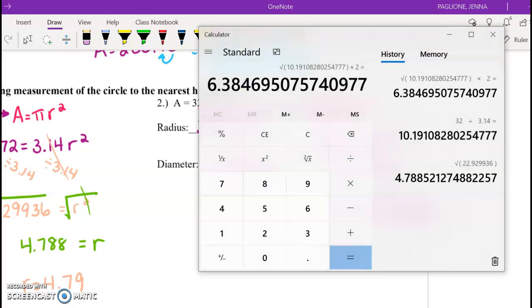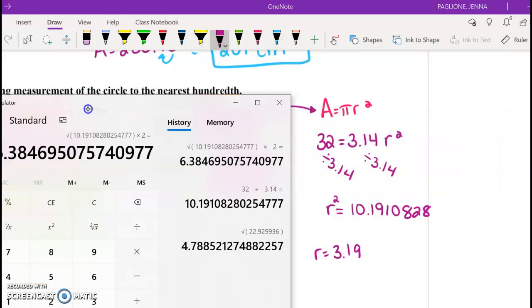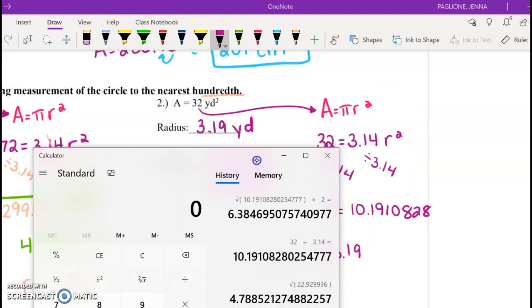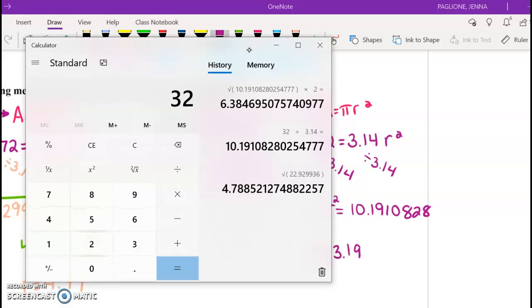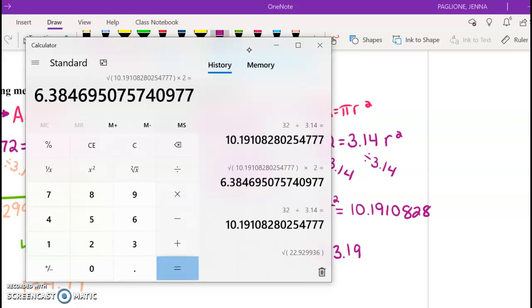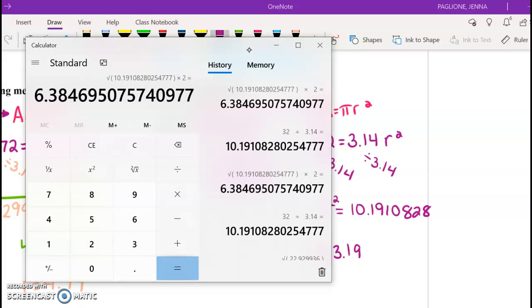All right, so to show you again what I did: I took the area that they gave me, which was 32. I divided by 3.14, and then I hit the square root button, which is right there. That gives me the radius. If they want the diameter, I multiply by 2. Voila.